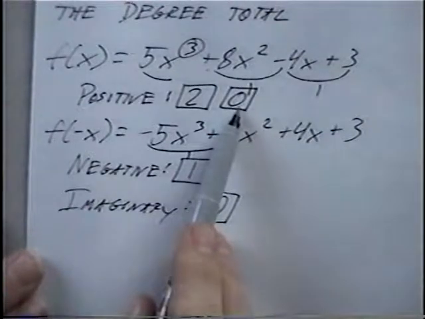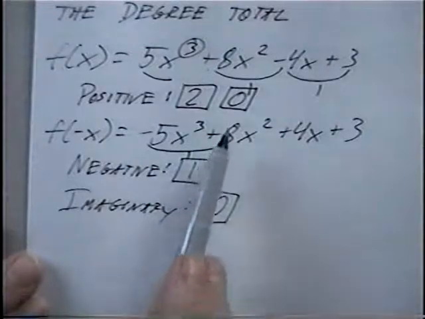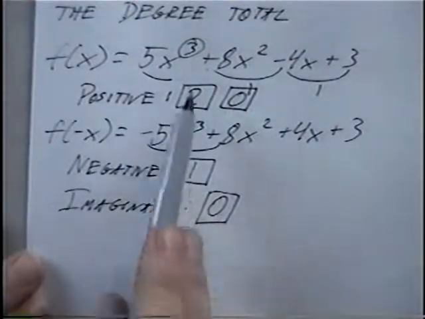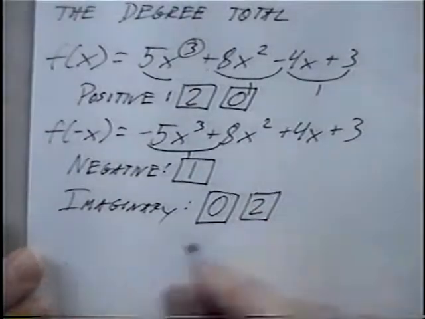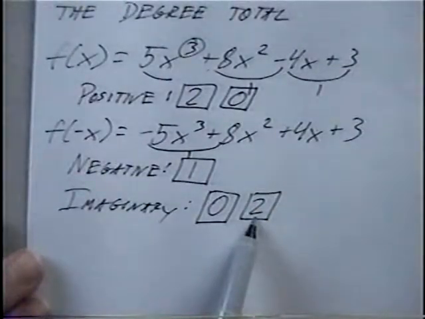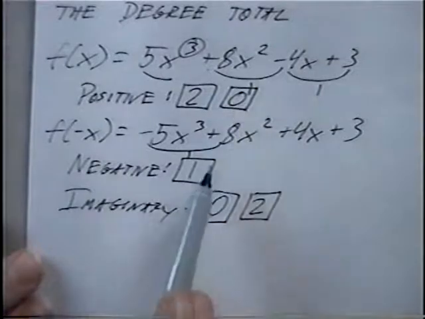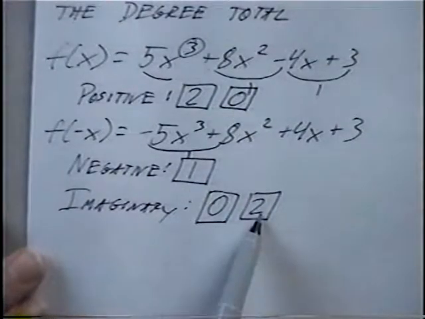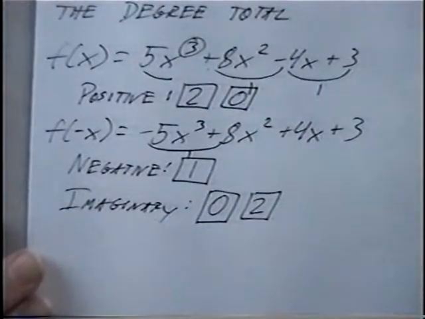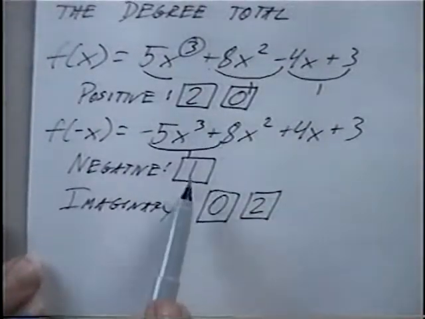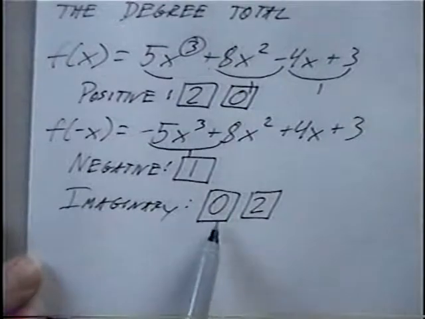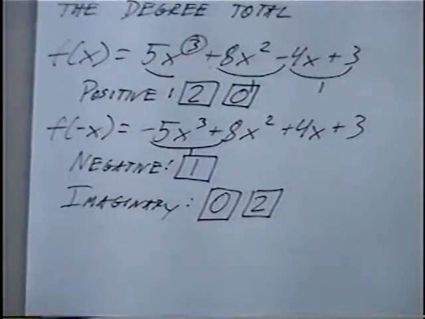Also, though, we have a second answer of 0 up here. If you have 0 positive and 1 negative, that's one answer combined. We need the total 3 answers, which means we also could have 2 imaginary numbers. You could have 0 positive, 1 negative, and 2 imaginary. So the answers on this, there could either be 2 or 0 positive zeros. There has to be 1 negative zero, and imaginary could either be 0 or 2 imaginary zeros.